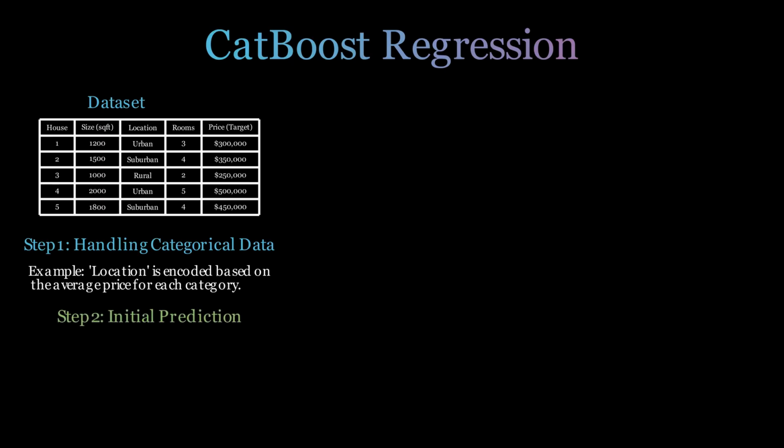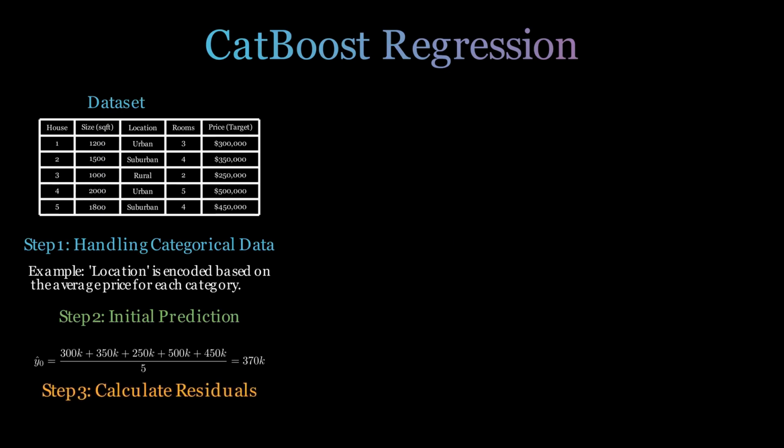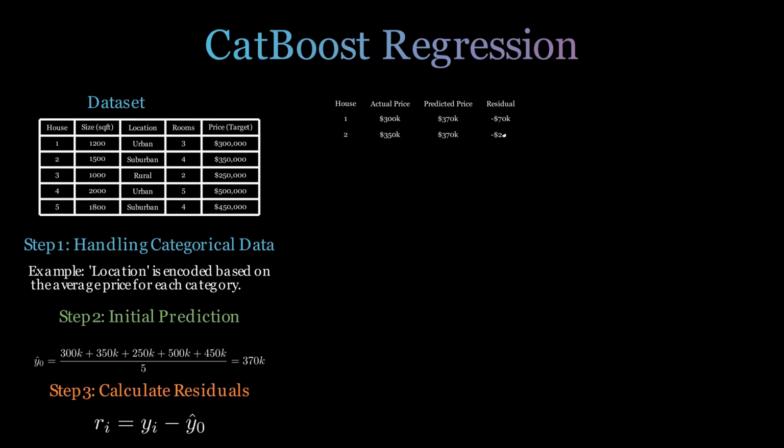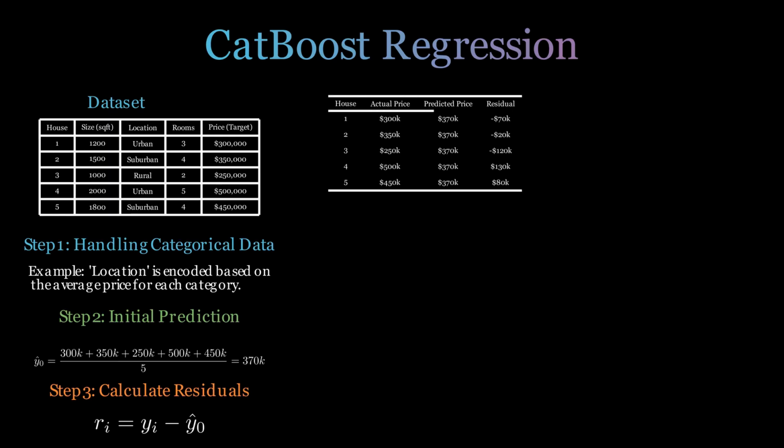We start with an initial prediction. Since we don't know much about the houses yet, we assume the average price of all houses is the initial prediction. Next, we calculate the residuals, which are the differences between the actual prices and the initial predictions. Here are the residuals for each house. For example, house 1 has a residual of -$70K, meaning the initial prediction was $70,000 higher than the actual price.